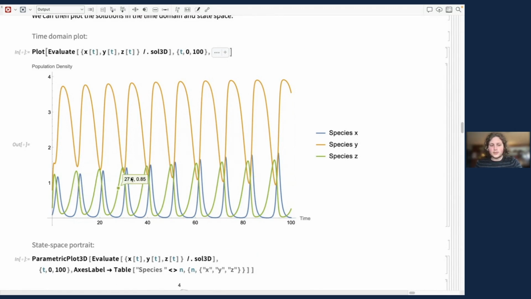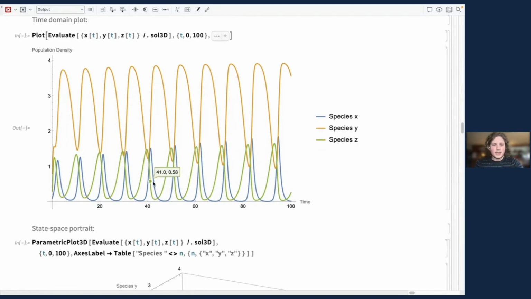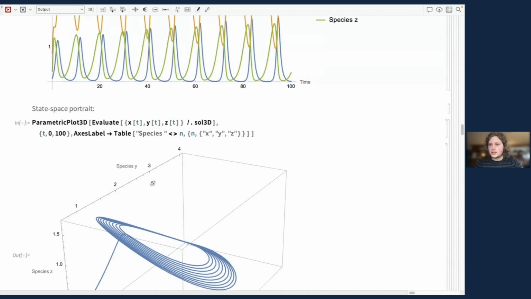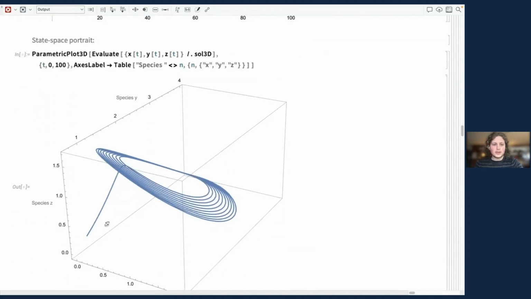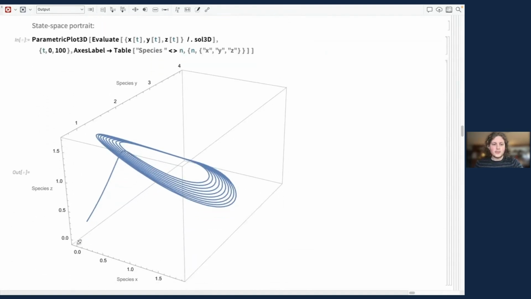So here we can see that there's this fairly stable oscillatory motion between the three different species that follow each other quite closely. And we could look at this in 3 dimensions in a state space portrait, where each of these axes is the size of the individual populations of species at a given time. And as we go down this line, we're going forward in time.